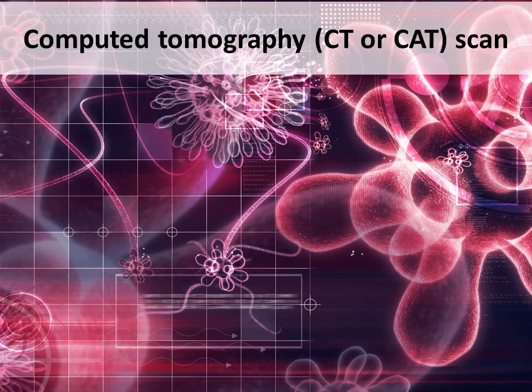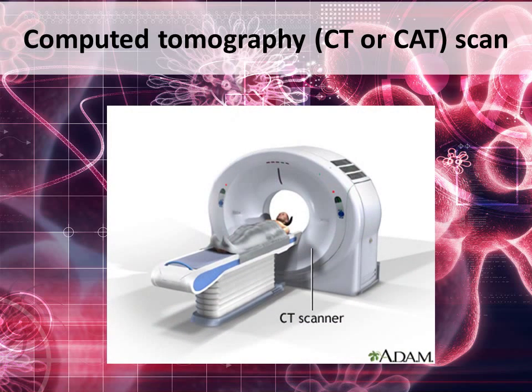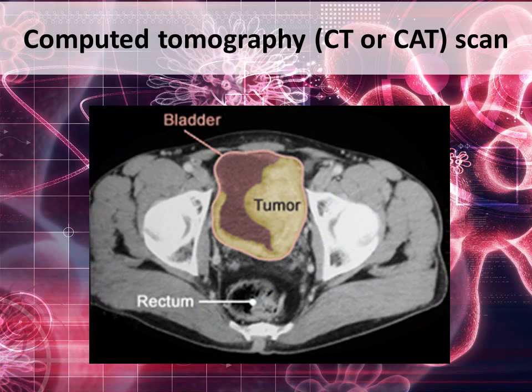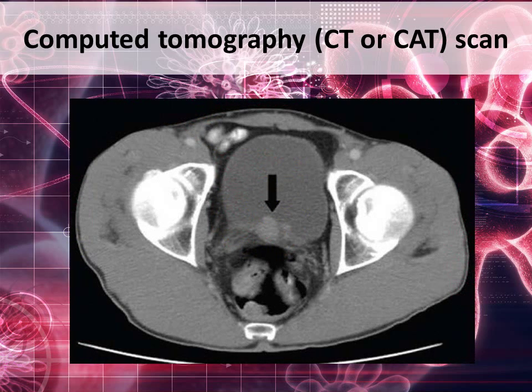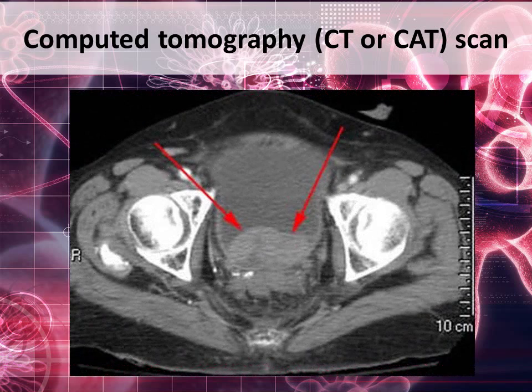Computed tomography, CT or CAT scan. A CT of the bladder, ureters, and the kidneys is called a CT urogram. This can also help locate any enlarged lymph nodes and give useful information about the abdominal and pelvic regions by a three-dimensional picture with an X-ray machine that shows abnormalities or tumor and size.